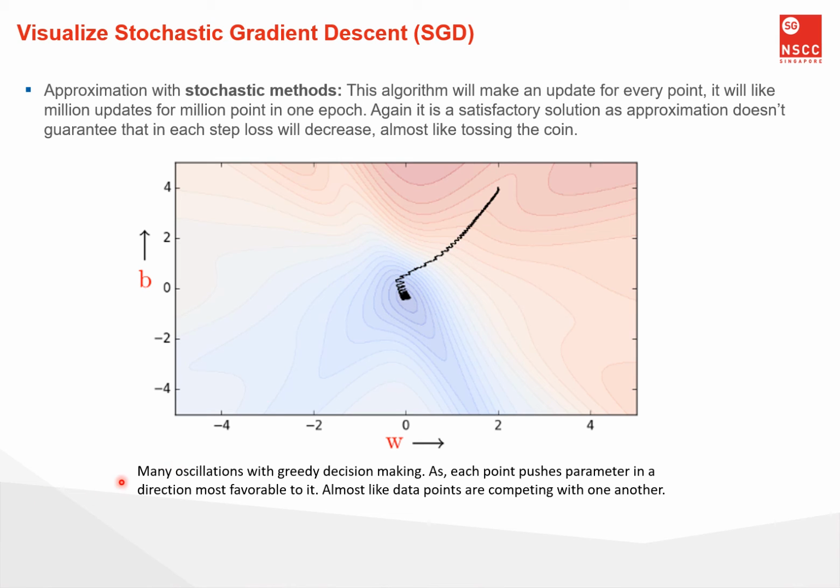So it takes many oscillations with greedy decision making, and each data point gradually nudges the algorithm towards the lowest point. Okay? Each point just pushes it a little bit further, but it may not push it in exactly the same direction. Therefore, you see these jaggy lines as it rolls downhill. It's almost as though every data point is competing with each other to push or nudge it a little bit further along.